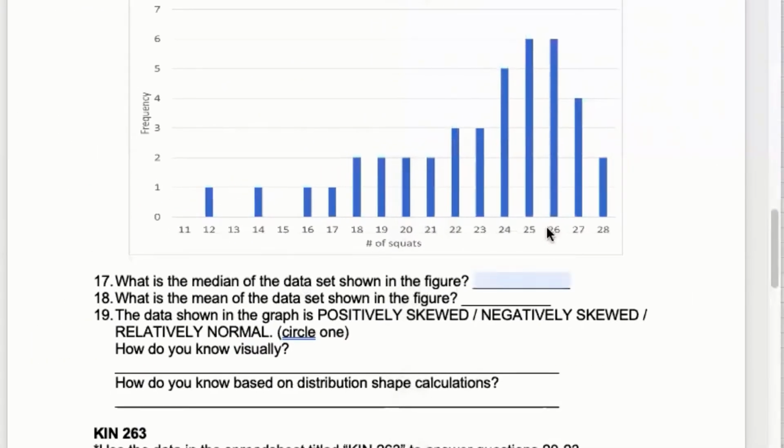The median that we would report would be 24. That's the middle value in our data set. And the mean, or the average, would be 22.93. Again, on answers like this, I usually will ask for a certain number of decimal places.